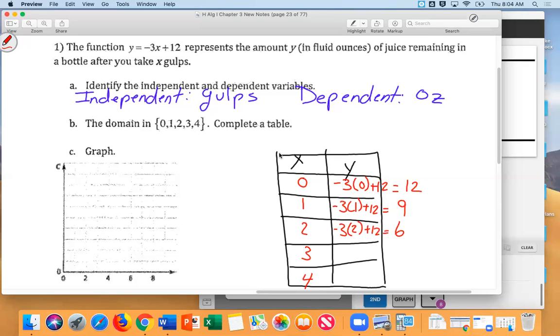Delaney, what do you see happening here? 12, 9, 6. Take a guess at what the next number would be, Delaney. 3. 3. Wow, that was good. Very good. It is 3. Now, how do you know it's 3?